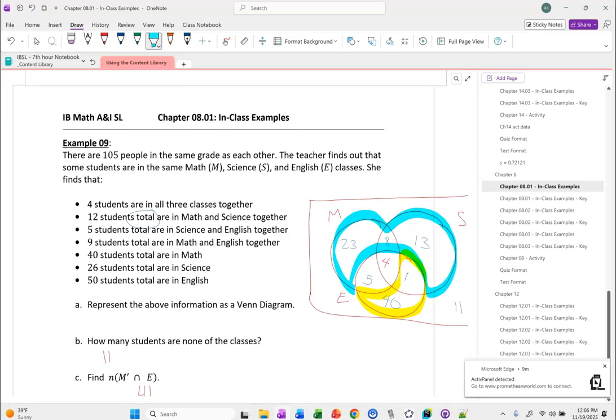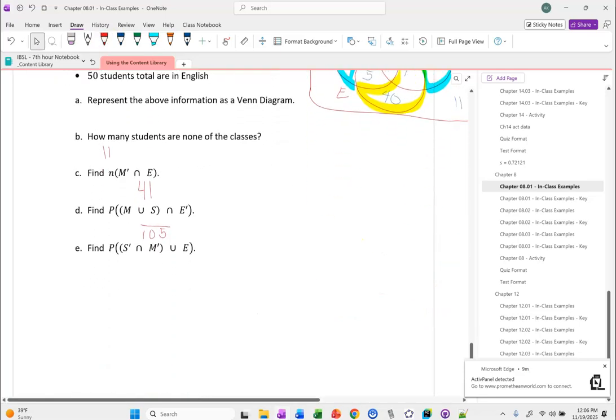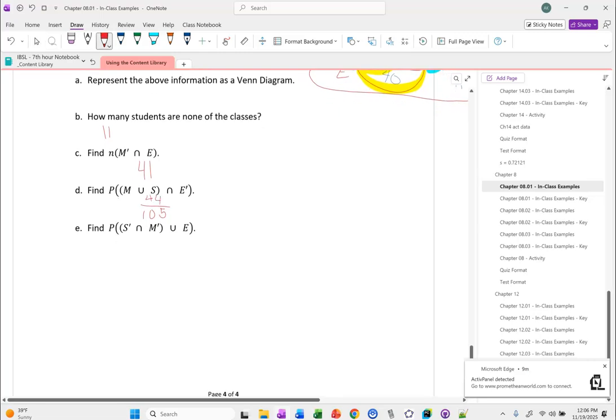In M or S, but not E. It's 31, 41, 44. That look good to you guys?